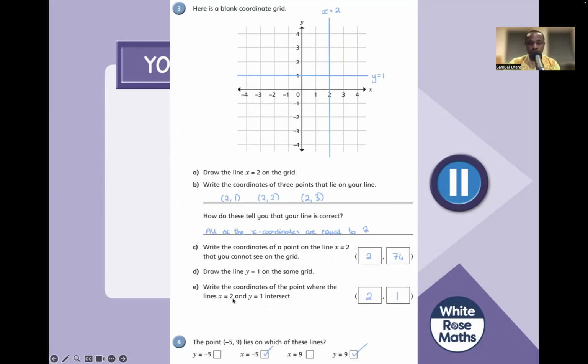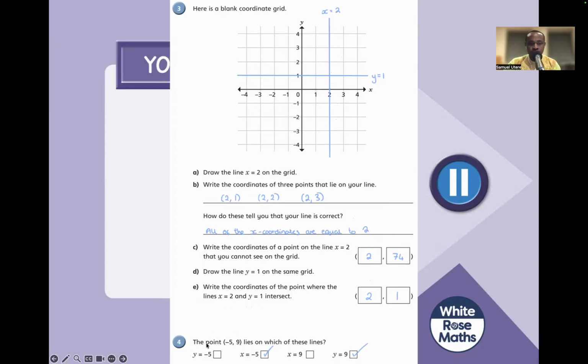And next, you were asked to write the coordinates of the point where the lines x equal to 2 and y equal to 1 intersect. Well, the intersection is right here. So you can see to get to this point, remember, we always start from the origin, the 0, 0. You have to go along 2, and you have to go up 1. So that's the coordinate of the point.